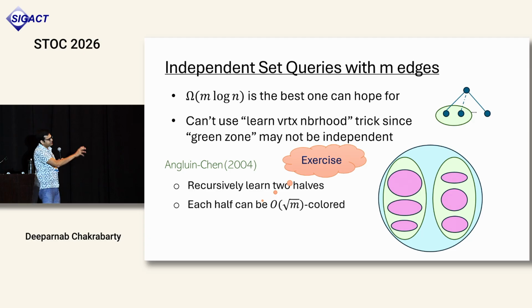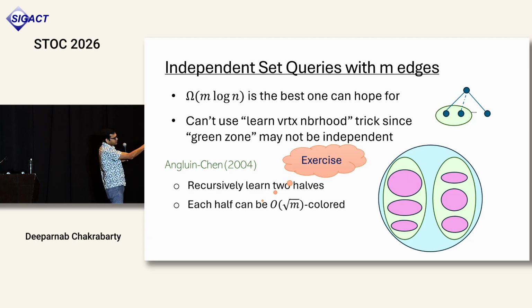But once you have a low coloring with only root m colors, it basically says I've got these pink blobs which are independent, the different color classes, and there are only root m many blobs like this. So I can take root m times root m. I can ask whether the blob pairs are independent or not. In particular, I can figure out which blobs have edges between them. For example, the first blob on the left and the first blob on the right, I find that they're not independent together, so there are some edges between them.